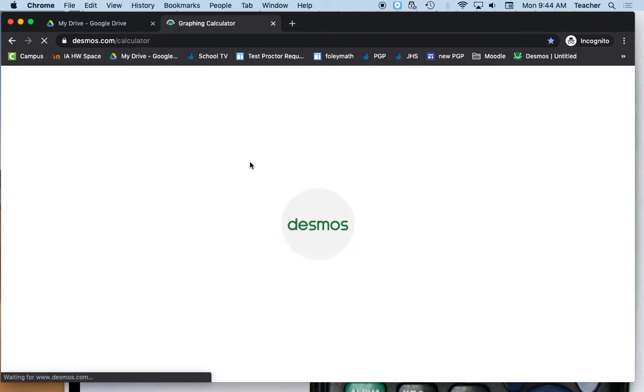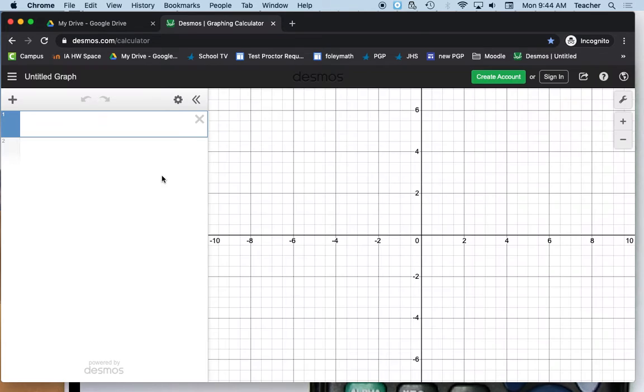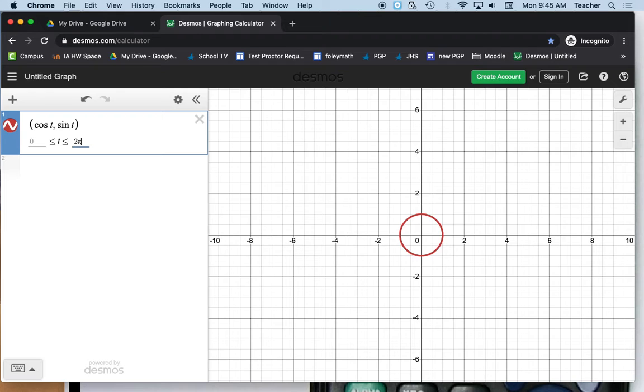So on Desmos, I'm going to just enter it as an ordered pair. So cosine t comma sine t. And then it pops up with these bounds for the t values. And so you can see the graph right now. It's just going through t equals 1. I probably want to go through 2 pi. And so now I can see the graph.